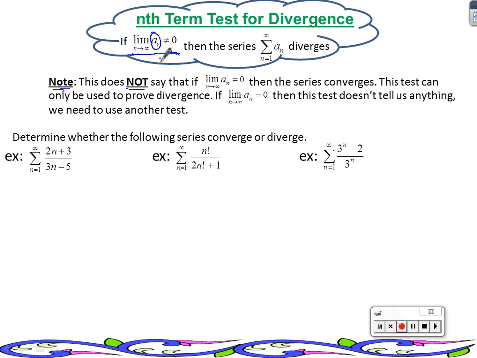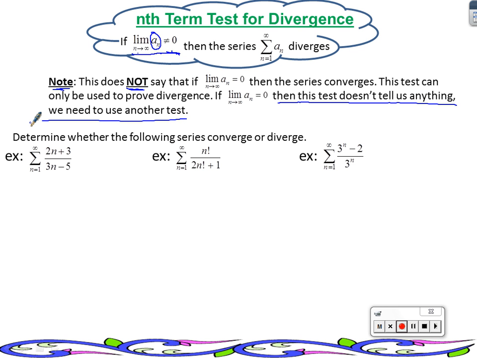If it doesn't work, it doesn't mean that you're done. It doesn't mean, oh, sorry, I can't do anything else. What that means is the test doesn't tell us anything if it equals 0, and you're going to have to pick another one. All right, so let's look at these.